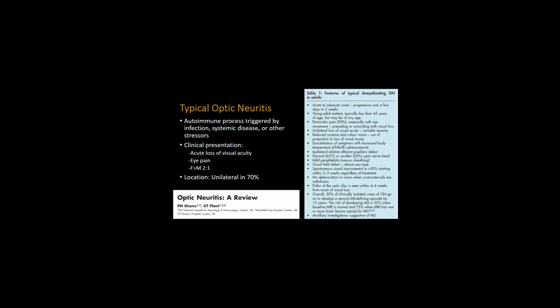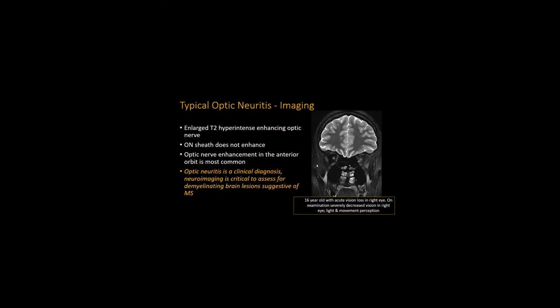So we'll just look at how typical optic neuritis looks on imaging. This is a T2 weighted image. You see an enlarged, T2 hyperintense and enhancing optic nerve. This is the normal optic nerve, and you see that this optic nerve is enhancing. The optic nerve sheath does not enhance. And most of the optic nerve enhancement in a typical optic neuritis involves the anterior portion of the anterior orbital portion of the optic nerve.